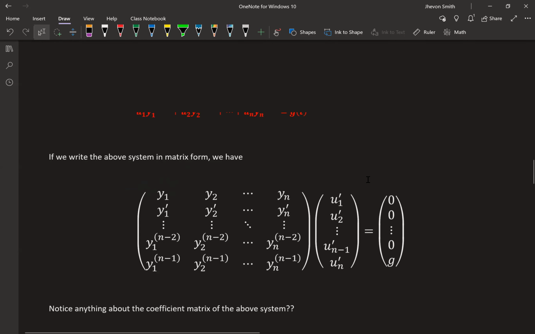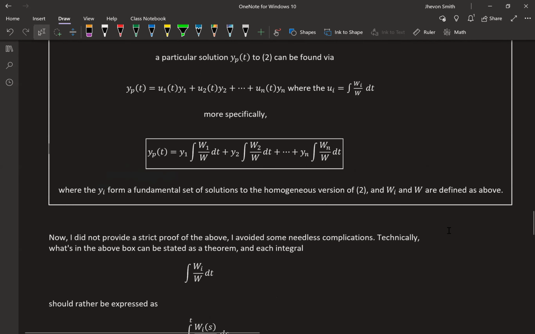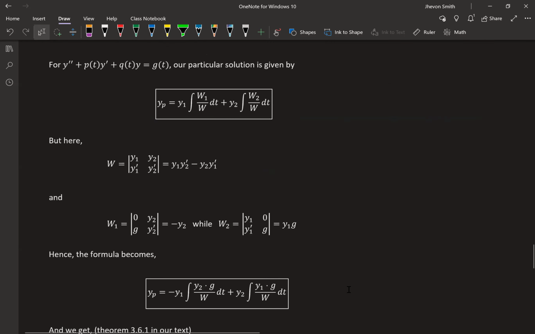Everything I was mentioning above works for general nth order ODEs. Let's actually water this down to a second order. So what does this mean for second order? Well, if I have y double prime plus p of t y prime plus q of t y equals g of t, our particular solution is going to be given by this. It's going to be y1 times the integral of W1 over W plus y2 times the integral of W2 over W. Seems pretty straightforward. I'll even do better. I'll actually flesh out what these formulas are.